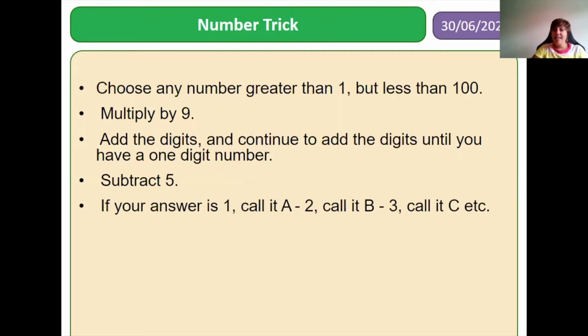And then if your answer is 1, our letter's A. If your answer is 2, your letter will be B. If you've got a 3, that's C. If you've got 4, that's D, and so on. So relate whatever number you've got to the corresponding letter in the alphabet. And then I want you to pick a country that starts with that letter. Any country starting with the letter that you've got.